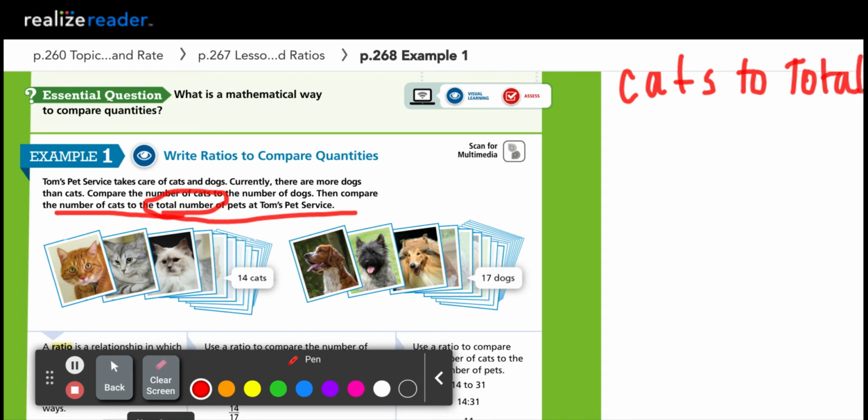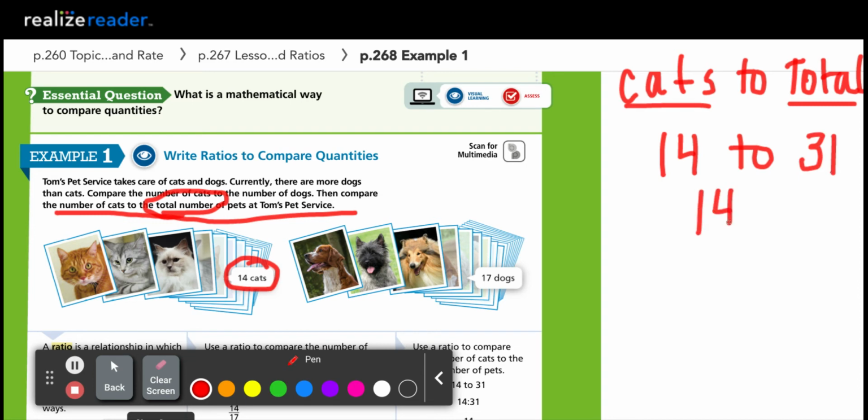So what's the number of cats? We start with the number of cats. There are 14 cats. So in our ratio, we're going to have 14 first. Cats to total. So it's the total number of animals here. 14 plus 17 is 31. So the ratio is 14 to 31, which can also be written as 14 colon 31 or 14 over 31.